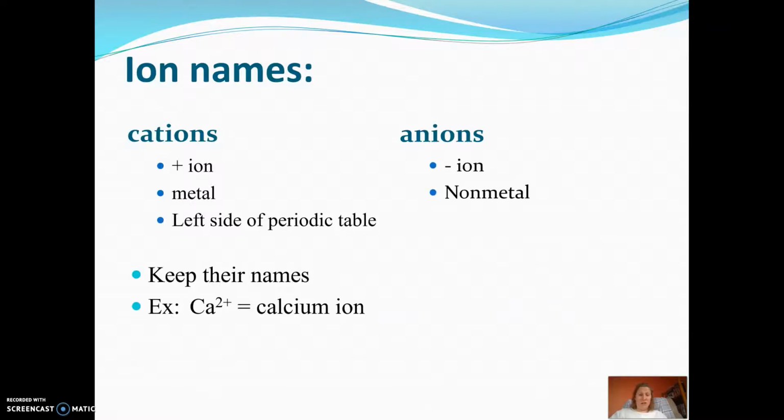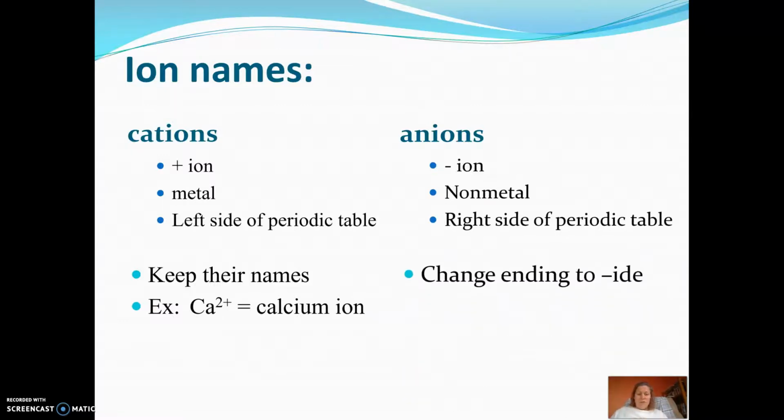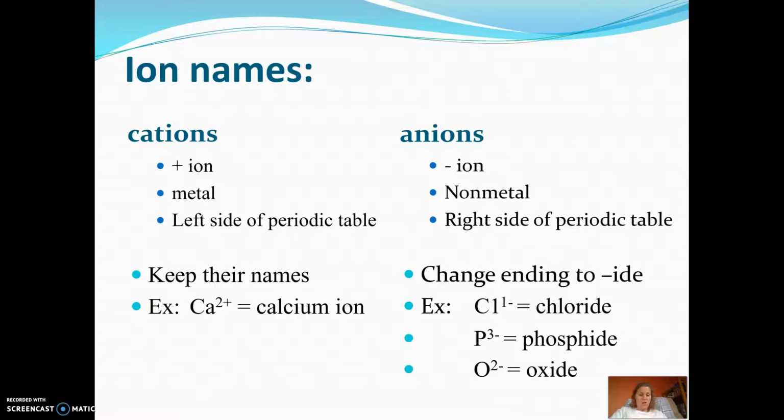Negative anions, or negative ions, are going to be the nonmetals in today's thing. They're always on the right side, so it's just that top little corner, right? This one, just like before, the ending changes to "ide." Chlorine changes to chloride. Phosphorus changes to phosphide. Oxygen changes to oxide, right? The "ide" is just your giveaway that it's an ion now and not just the element.